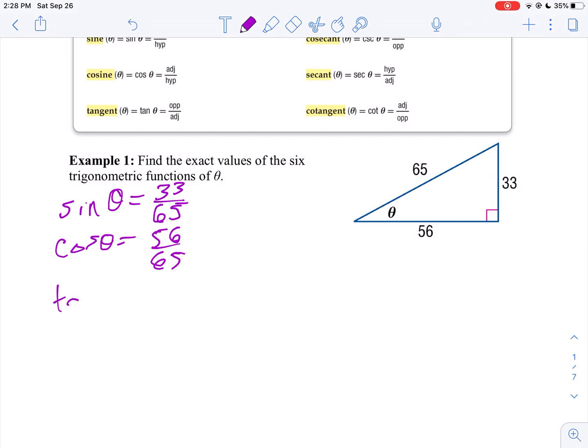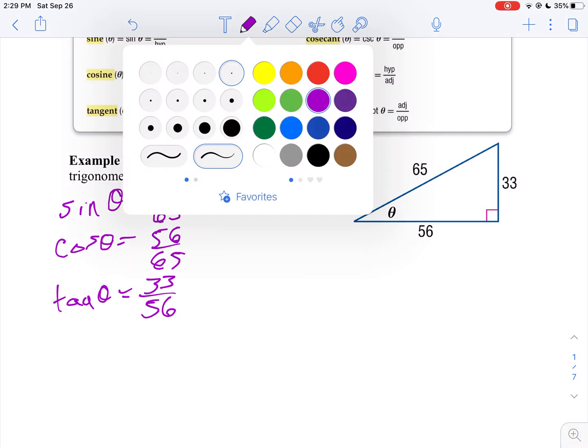The tangent of theta is opposite over adjacent, so it'll be 33 over 56. And we see 33 is 3 times 11, 56 is 7 times 8. They don't reduce. Now let's do the reciprocal functions.